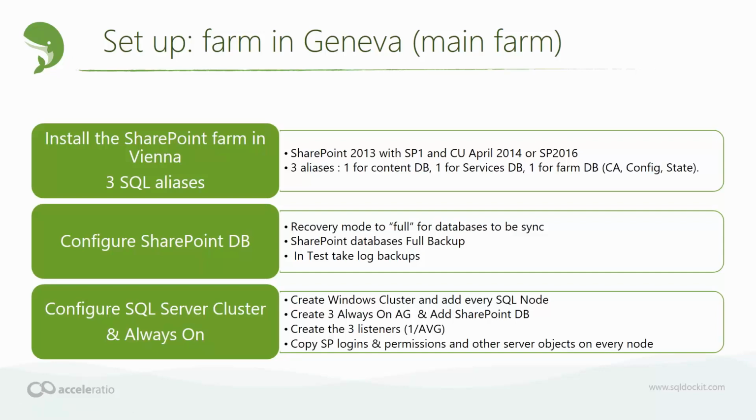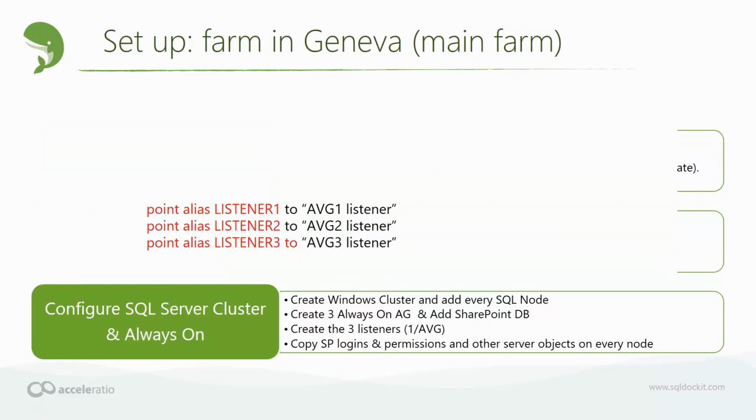You have to create 3 listeners because SharePoint will connect to the SQL Server, to the database, via aliases that will point to listeners. So listeners are special objects that will be managed by the cluster. So we have 1 listener per availability group. So in our demo we have 3 listeners, which is a very common situation. And also, and I always forget this one, since you have several SQL Server nodes, your SharePoint logins will have to be copied. So the SharePoint login and the SharePoint login permissions will have to be copied on every SQL Server node. Okay? So you can do that manually, or we will show you a script that allows you to do that.